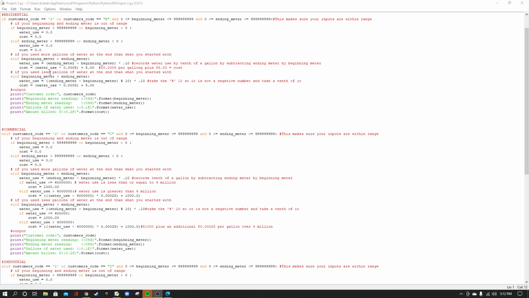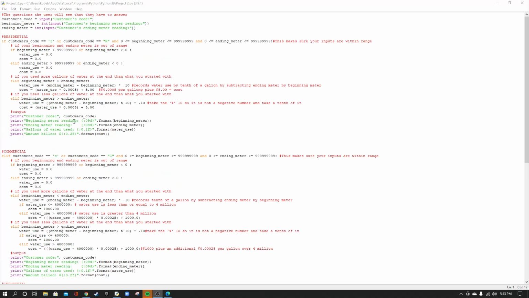However, there's a scenario where the beginning meter could be greater than the ending meter. If that happens, we can't just subtract the ending meter minus the beginning meter because that would give us a negative number. So we have to take the modulus of 10 to get a positive integer, and we multiply it by 0.10 because we recorded the gallons of water used by tenths. The same process applies for the cost as when the beginning meter is less than the ending meter.